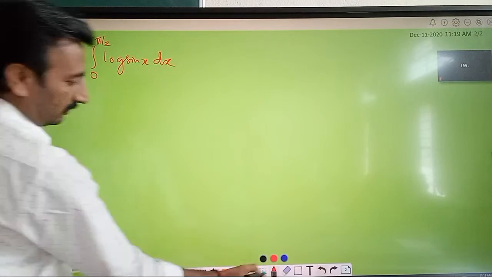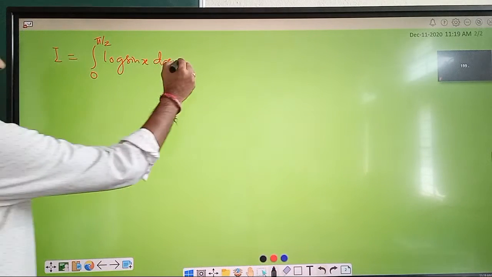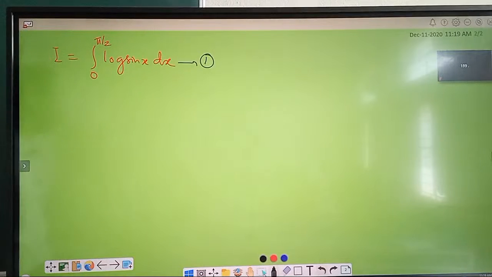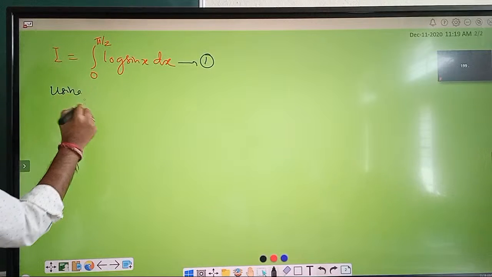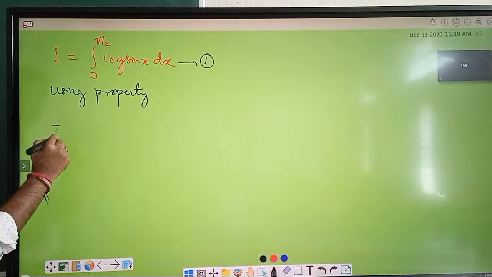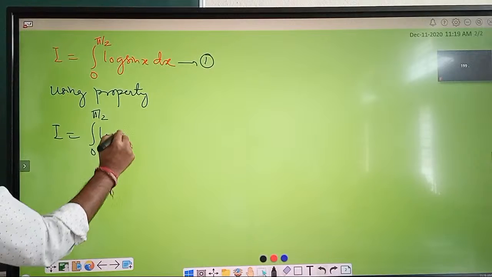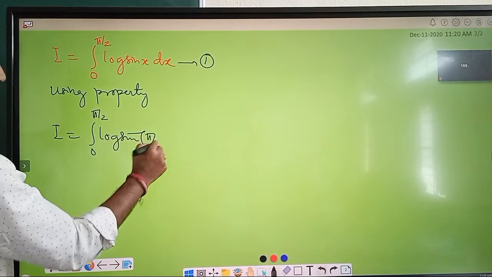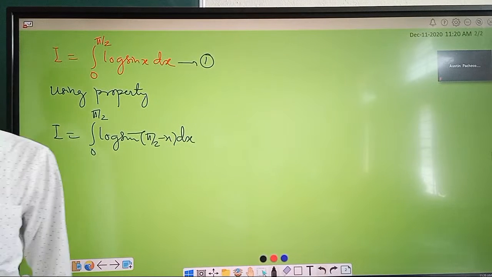dx. So we can call it equation 1. Now what I can do still here is directly apply the property. Log of sin x can be written using the property: I equals integration from 0 to pi by 2 of log of sin of (pi by 2 minus x) dx. Correct? What exactly is sin of (pi by 2 minus x)?